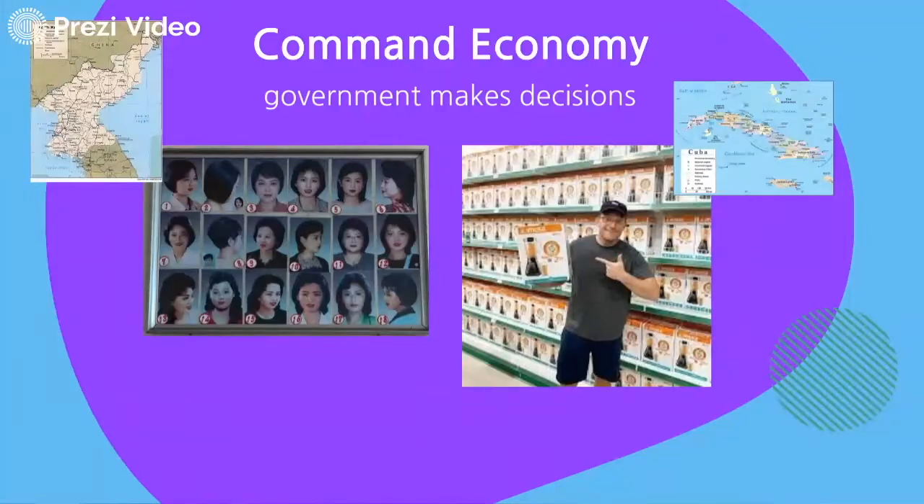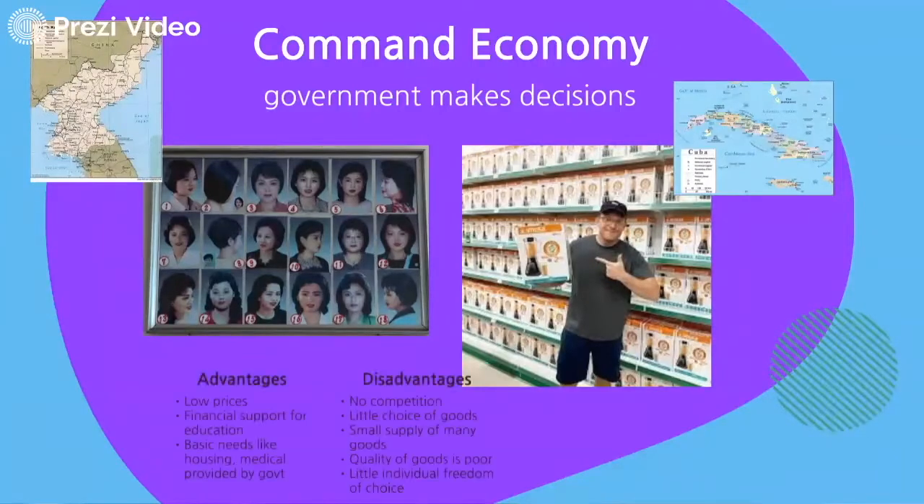Also, in a command economy, there are not many different brands. Think about our cereal aisle in the United States. You walk down the aisle and you've got a whole bunch of cereal choices, right? Well, in a command economy, you're going to have one brand of cereal. And here's an example. This is a guy holding a blender in Cuba, and you can see the whole aisle is full of the same style blender. The government is making the choice of what to produce.